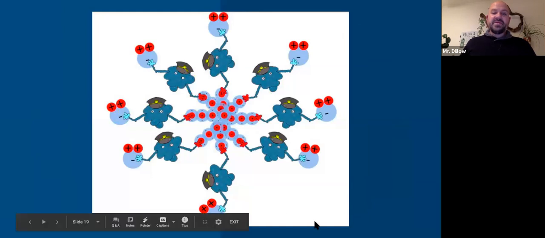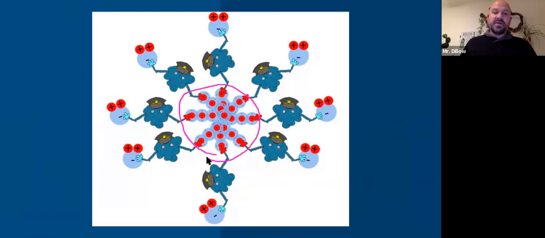So in this case, you can see the oil. The oil's all here in the center. And then we have the water. So he's grabbing on with his hydrophobic hand, which would also be nonpolar. And then with his other hand, he's grabbing on to this water molecule, which is represented by a positive and a negative charge.